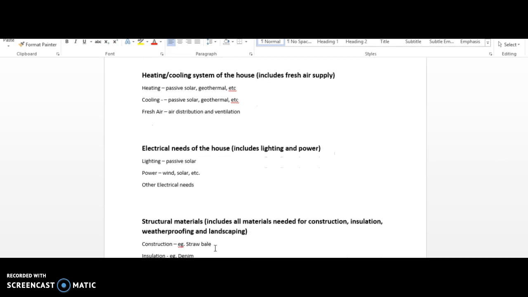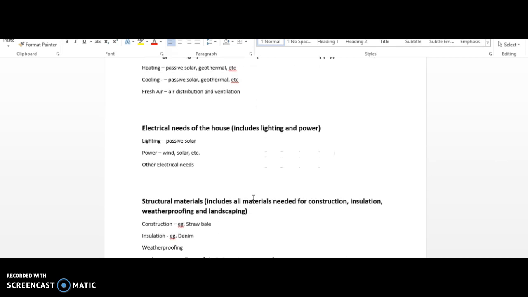The last one, structural materials. All the materials needed for construction, insulation, weatherproofing, and landscaping. So I've got construction, insulation, weatherproofing, and landscaping. What decisions are you going to make for your sustainable home in each of those categories? And again, explain why. So construction, are you going to look at things like straw bale construction, insulation? We've recently learned about things like using old denim scraps for insulation and the benefits of that. Landscaping, what type of plants are you going to plant? How are you going to maintain your irrigation and protect the soil?